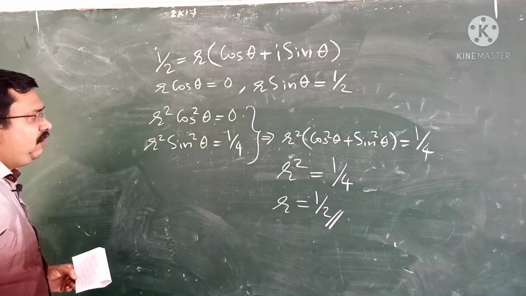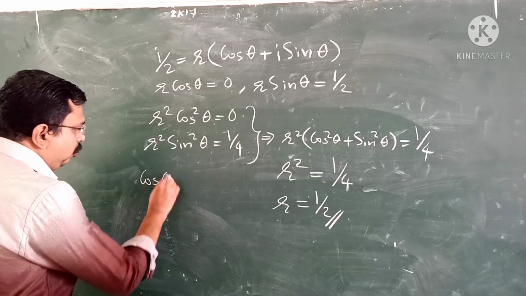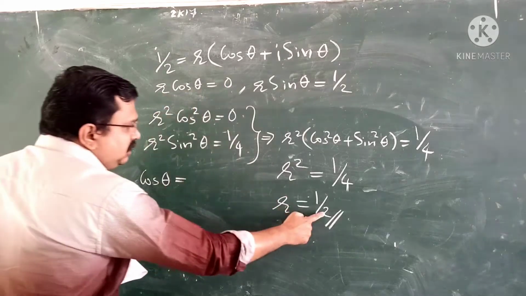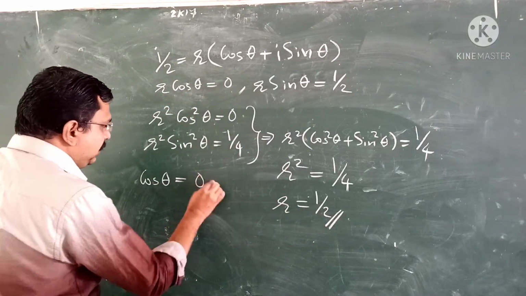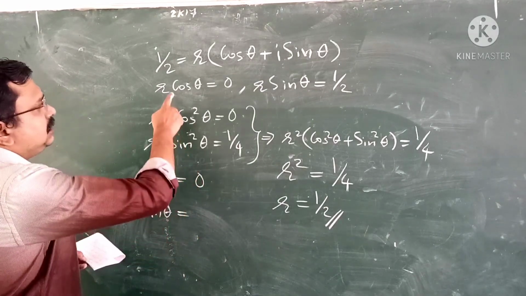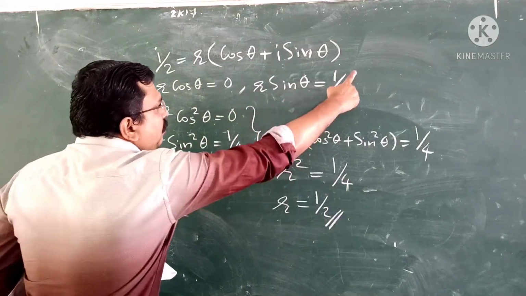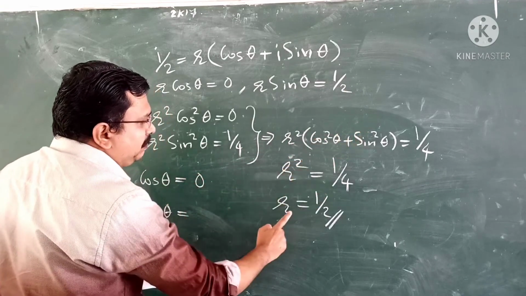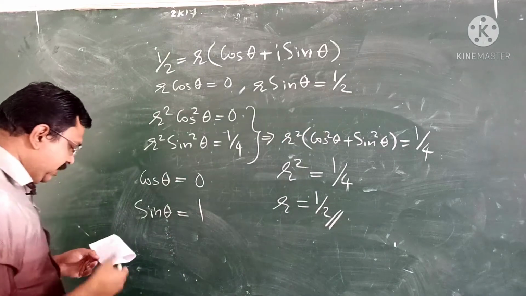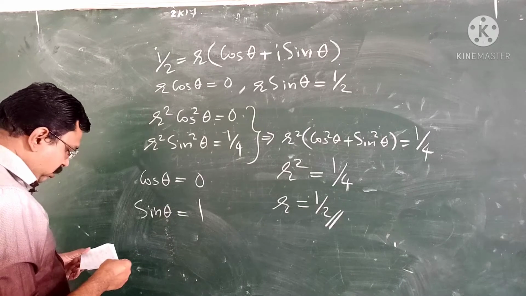Then we want to find out the value of theta. Theta can be calculated by cos theta equal to 0 by r. r is 1 by 2, and 0 by 1 by 2 is 0. Then sin theta equal to 1 by 2 divided by r. But r is 1 by 2. Therefore 1 by 2 divided by 1 by 2, the answer is 1. Okay, cos theta equal to 0, sin theta equal to 1.